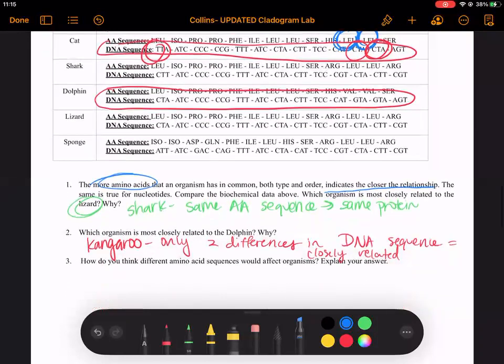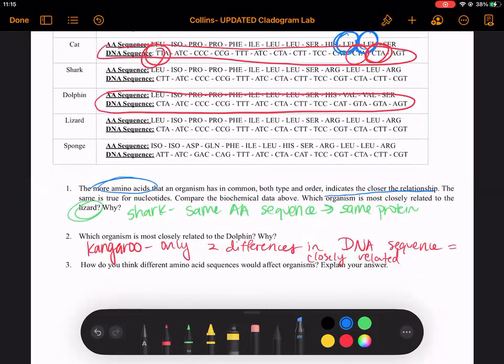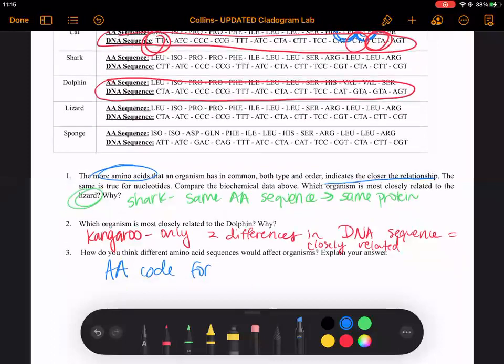All right, let's move on to number 3. How do you think different amino acid sequences would affect organisms, and explain your answer? Let me hear from Adrian. What'd you get for this one? Actually, I didn't do this one yet because I was confused. So I didn't get to it. Amino acids code for what? Like the different traits. Right. What's that in between step there?